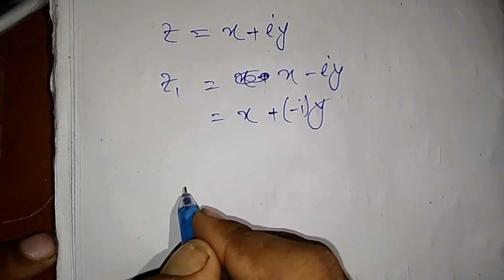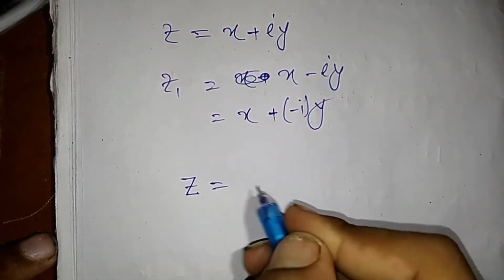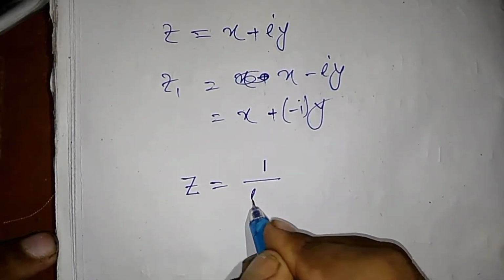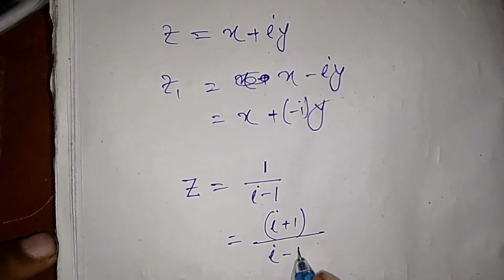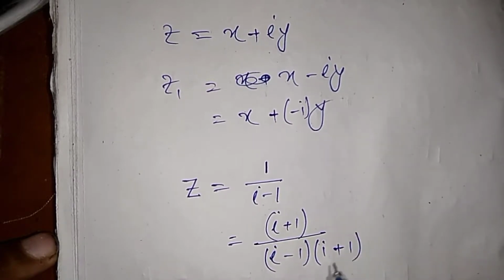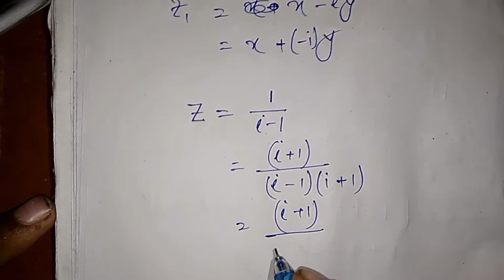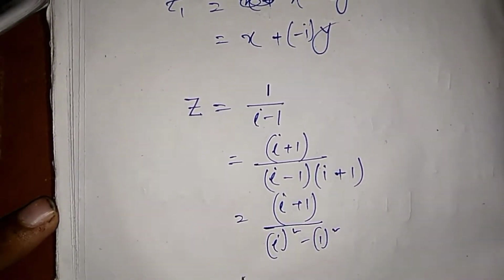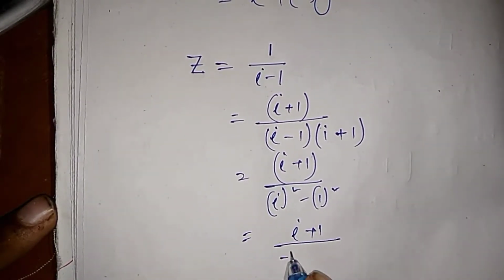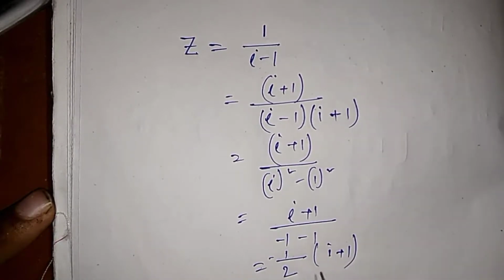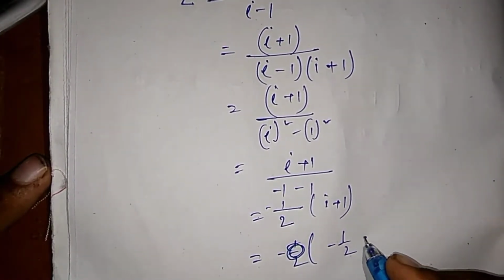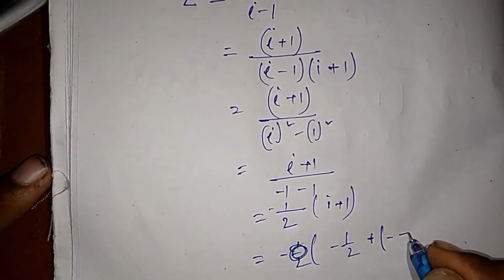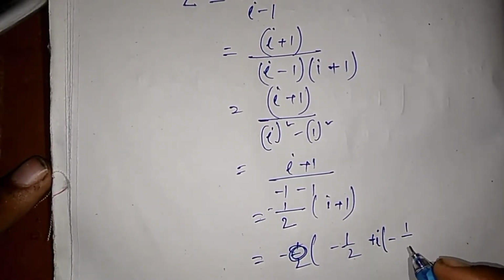So let's start. I'll call it z equals the complex number 1 upon i minus 1, which is equal to (i plus 1) upon (i minus 1)(i plus 1), which is equal to (i plus 1) upon (i square minus 1 square), which is equal to (i plus 1) upon minus 2, which is equal to minus 1 upon 2 into (i plus 1), which is equal to minus 1 upon 2 plus (minus 1 plus i) upon 2.